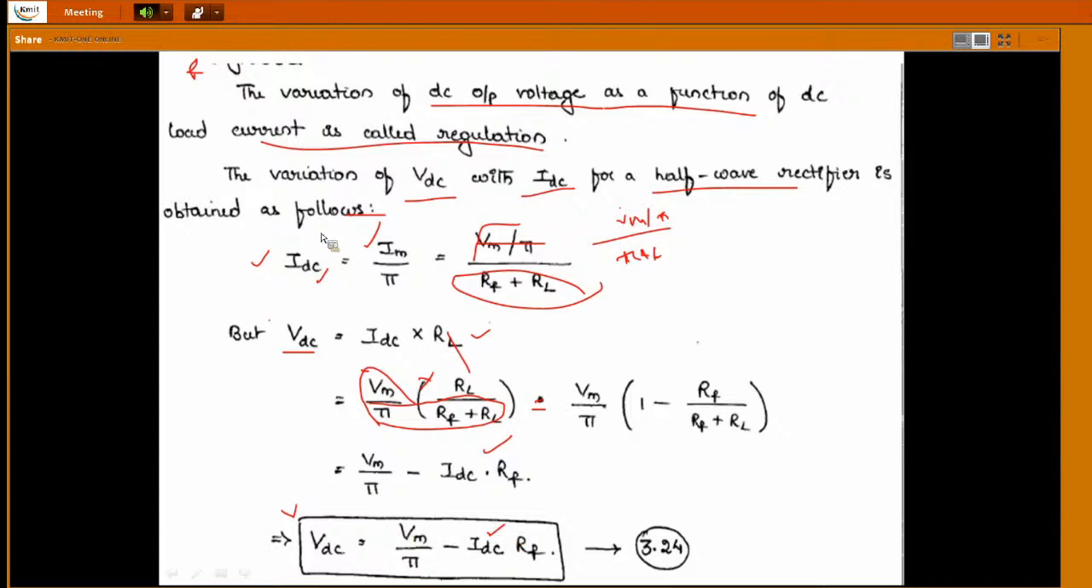This is the variation of the output DC voltage VDC with respect to IDC, which gives the regulation value. Just obtain the value of VDC in terms of IDC. Regulation, till now I have not seen in the examination papers, but try to remember the definition. What is the percentage of regulation? It is the variation of VDC, the output DC voltage, as a function of the output DC load current. This is the expression for the regulation value.